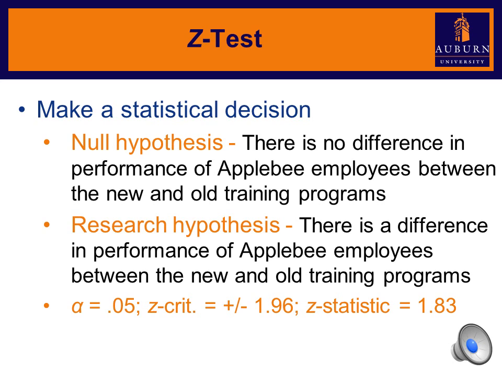So if you recall, our null hypothesis is that there is no difference in the performance of Applebee's employees between this new program that we're testing and the old training program that the rest of the employees in the population have. Now our research hypothesis is that there is a difference. So we're not saying particularly if performance will increase or decrease, we're just saying there's a difference. And so we're setting up our test to be a two-tailed test. Performance could increase, it could decrease. We just want to know, is there a difference?